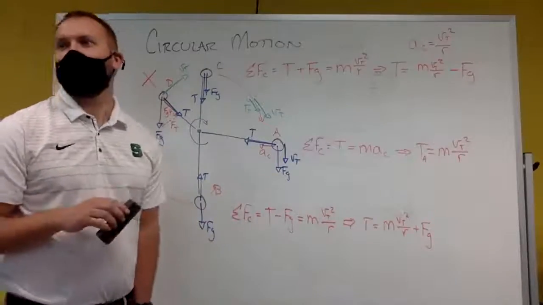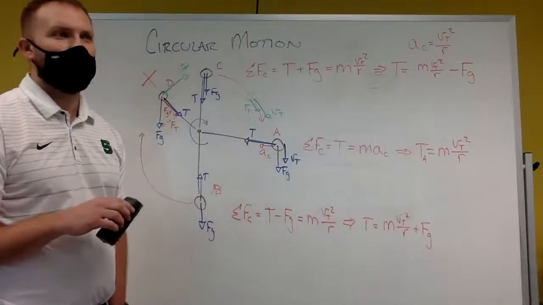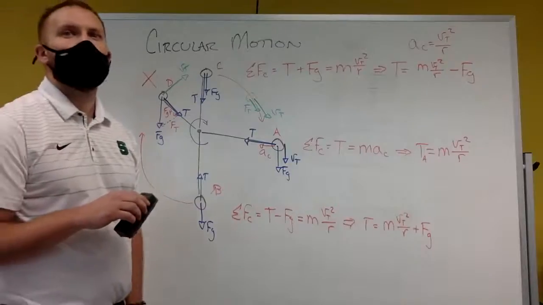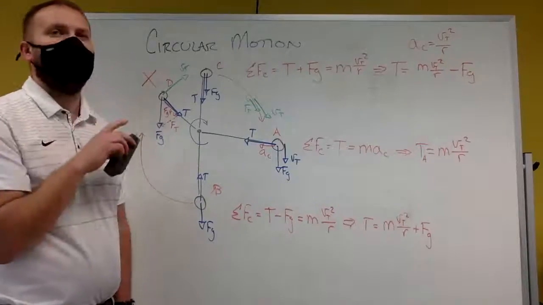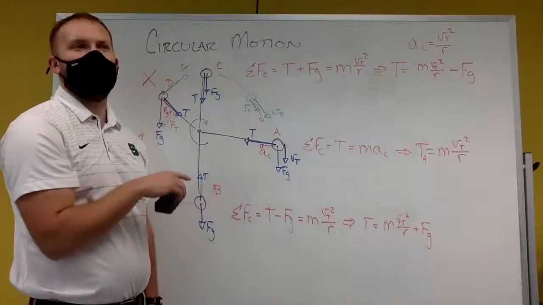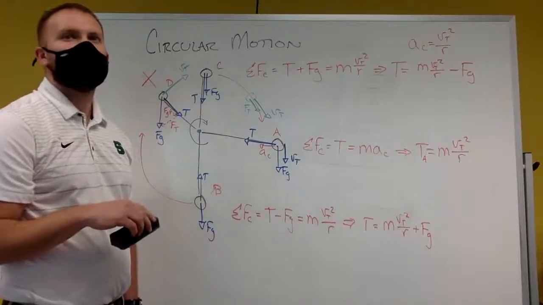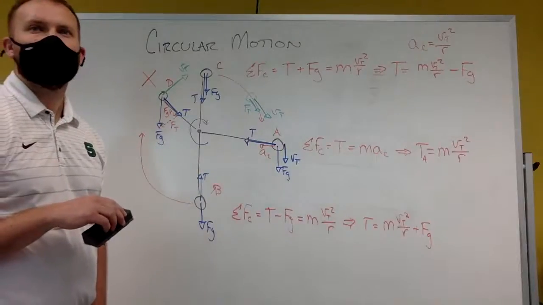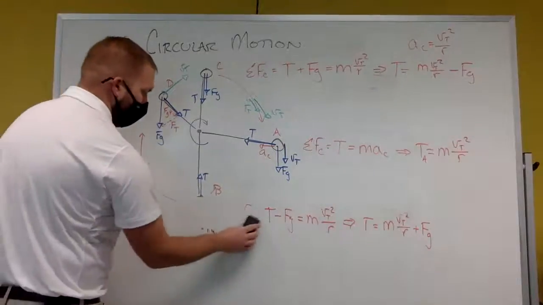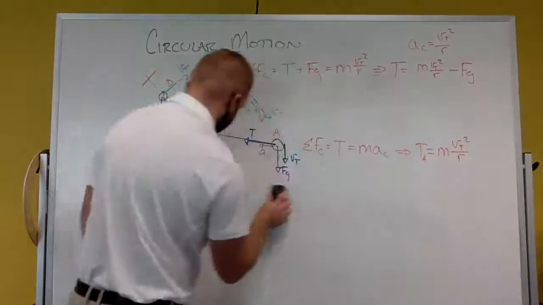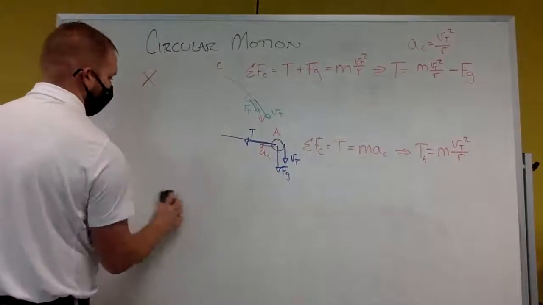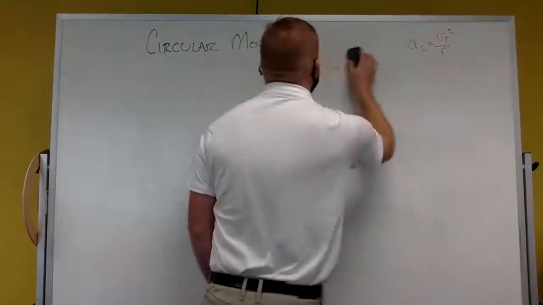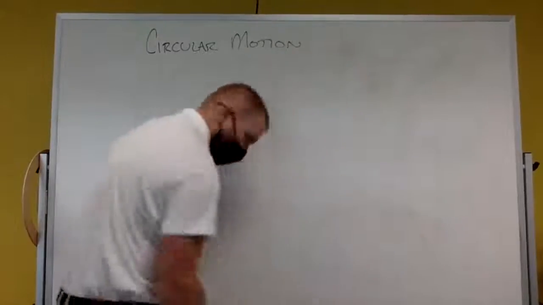R is radius, the distance from the center. So is this only for constant velocity? This is assuming that our velocity is constant around the circle, because otherwise it would be more like a pendulum problem, like something swinging back and forth, where you change direction.